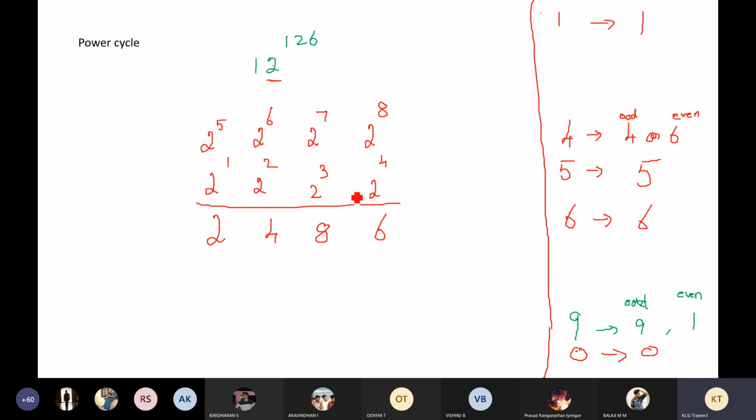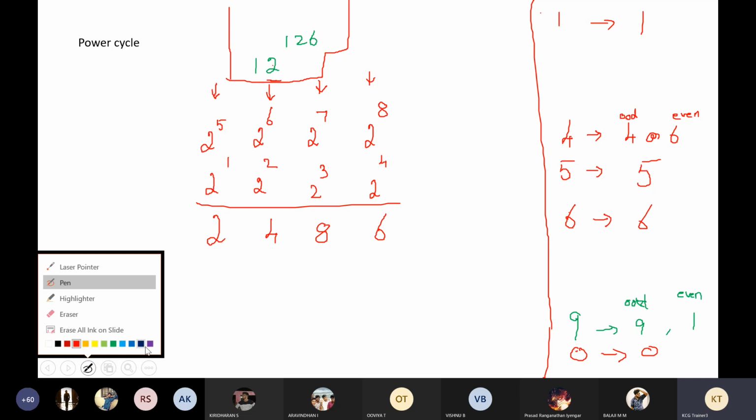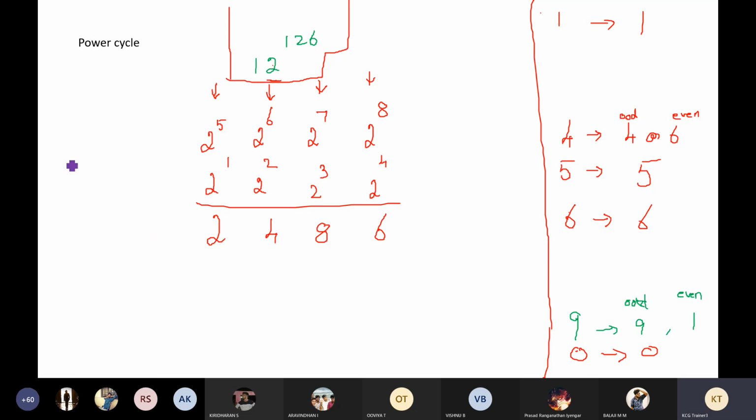So there is a pattern in which the numbers repeat. The pattern is 2486, 2486, 2486, 2486. If it goes on like this, how do I find where 2 power 126 lies? Take the power value and divide it by 4. Why 4? Because there are 4 numbers in the cycle. Divide by 4 and find the remainder.